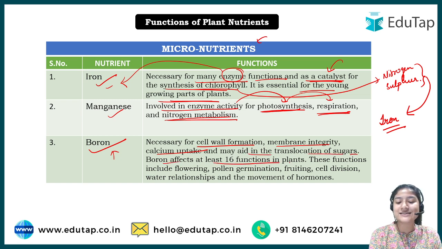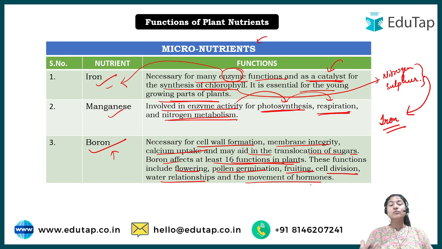Boron affects at least 16 functions in plants, some of which are flowering. During flowering, boron helps. For pollen germination, it helps. Fruiting, cell division, and water relationships, along with the movement of hormones. It helps in the movement of hormones as well.